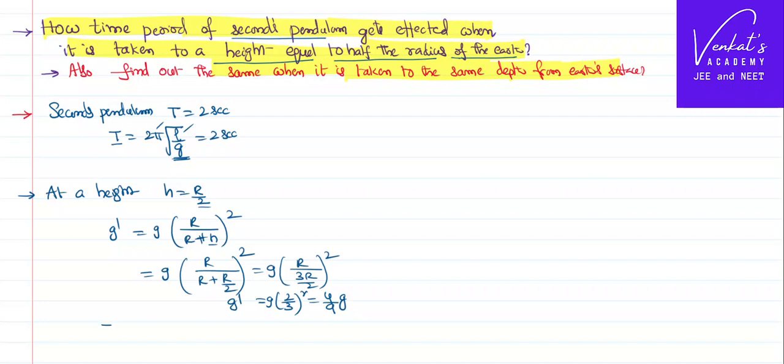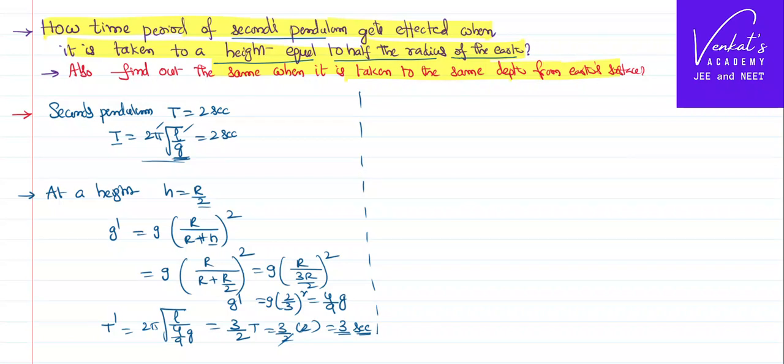As the gravity changes, the new time period will become 2 pi into root of L by G dash, where G dash is 4 by 9 times G. That is 3 by 2 of the original time period, as everything else is the same. The original time period is given as 2 seconds because it's a second's pendulum. So this pendulum has a time period of 3 seconds at a height equal to half the radius of the earth.